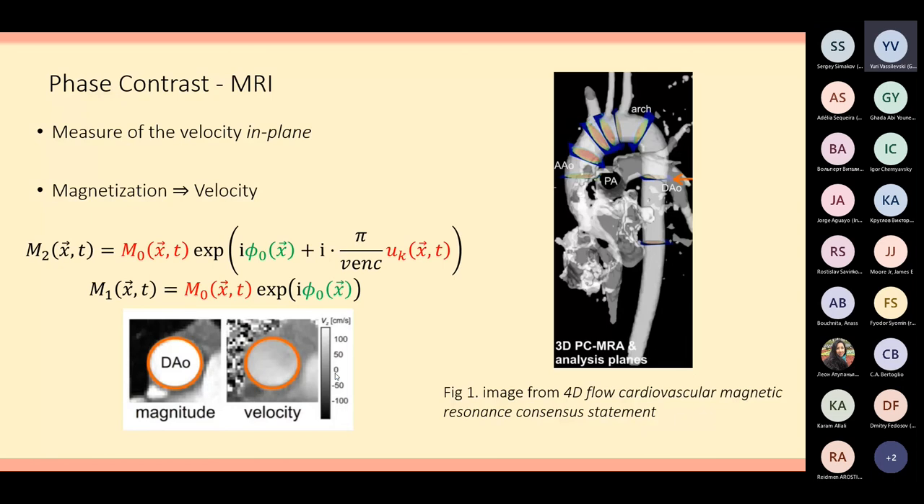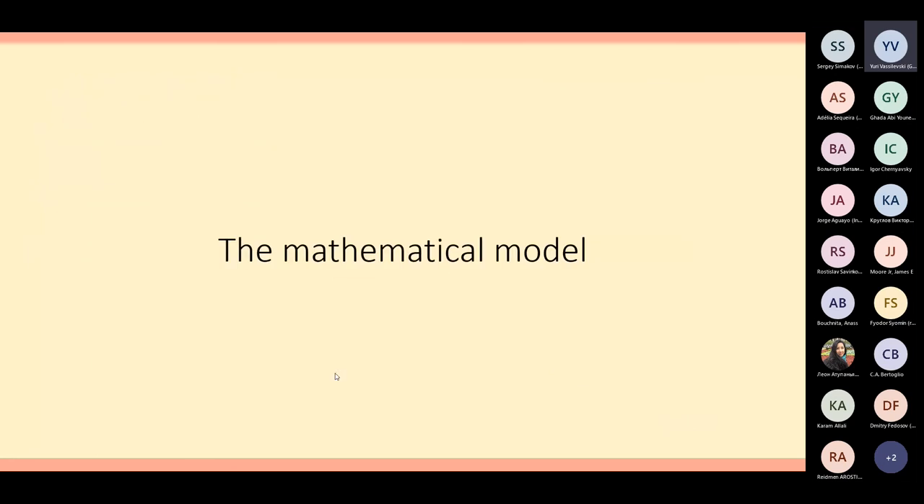And then they compute the phase from M2 and M1, and they compute the difference between these phases. That's why it's called phase contrast or phase difference. So those are the basics of this acquisition. So now we will try to simulate this acquisition as close as possible.